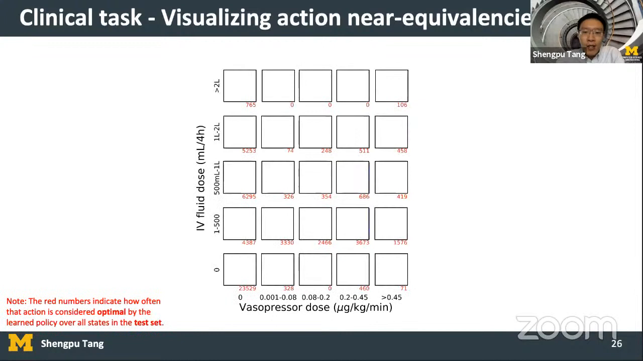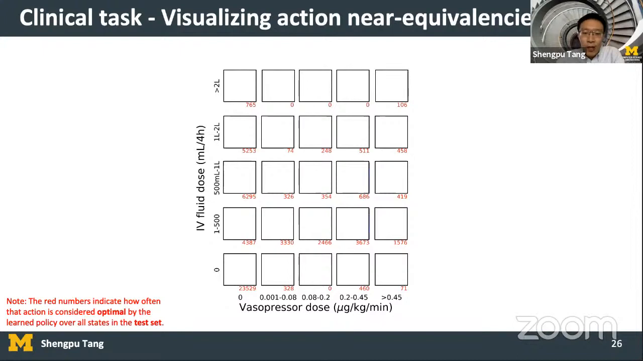To investigate the applicability of our approach, we looked at what our algorithm identified as near equivalent. We visualized the action near equivalencies in this 5x5 grid. On the horizontal axis are 5 levels of vasopressors, and on the vertical axis are 5 levels of IV fluids. Each cell is a combination of the 2 interventions and corresponds to one of the 25 discrete actions.